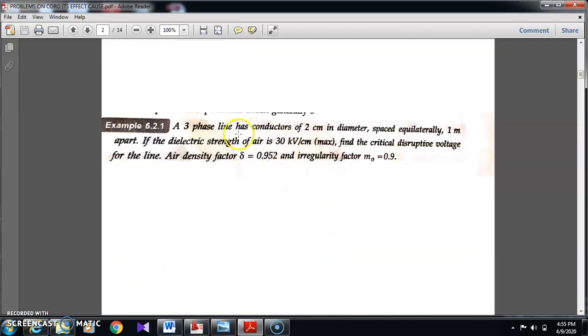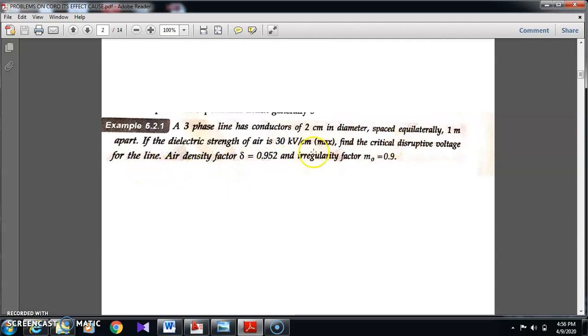See, there is a three-phase line. Its conductor diameter is 2 centimeter, that is capital D, and the distance between conductors, small d, is 1 meter. The dielectric strength, G naught, and the air density delta are specified. If they specify G naught max, you convert it to RMS by dividing by root 2, and find the critical disruptive voltage in terms of line voltage.